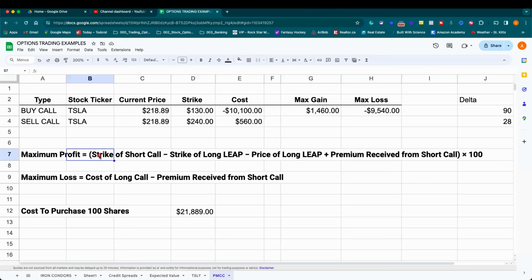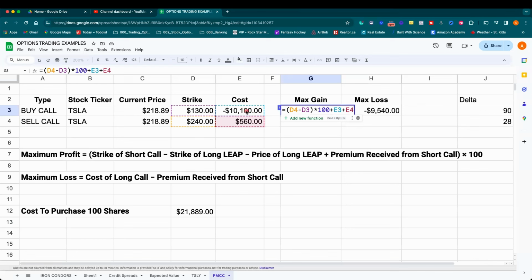And again, this strike here for the short call and the strike of the long leap, you have to multiply those by 100 to get the full value of those, not 130 and 240. It's those times 100 each because there's 100 shares in each contract. So if I open up the formula right there, you see D4 minus D3. So 240 minus 130 multiplied by 100 to get that conversion into the option contract, right? We add in this negative number because it's negative $10,100. And then we go plus 560 to add in our profit to get this combination, giving us our maximum gain for this setup right now of 1460, okay?